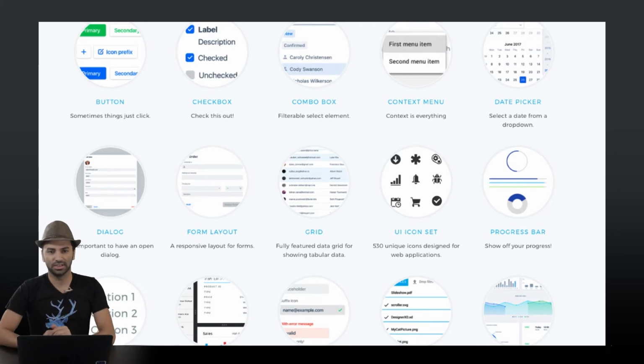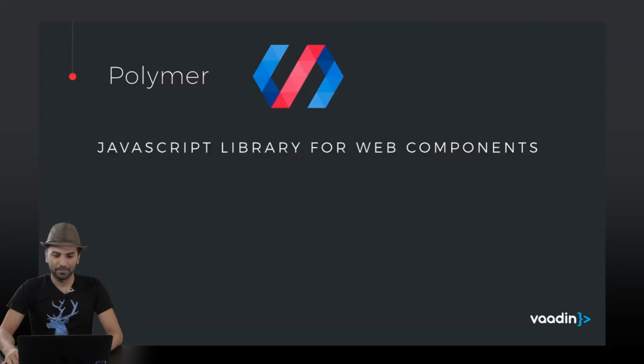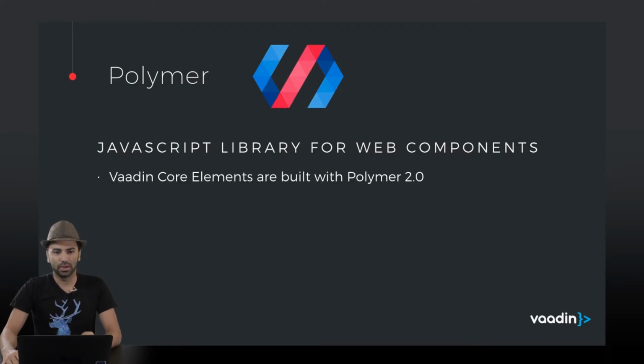Those are just a screenshot of a bunch of them, like button, form layout, grid, combo box, split layout, charts. Now, what are those elements or how did we build them? We actually used the help of Polymer. So what is Polymer exactly? Polymer is a JavaScript library for developing web components. And currently, the Vaadin core elements are all built based on Polymer 2, even though we're looking forward to upgrade them to Polymer 3 once it gets finally released.